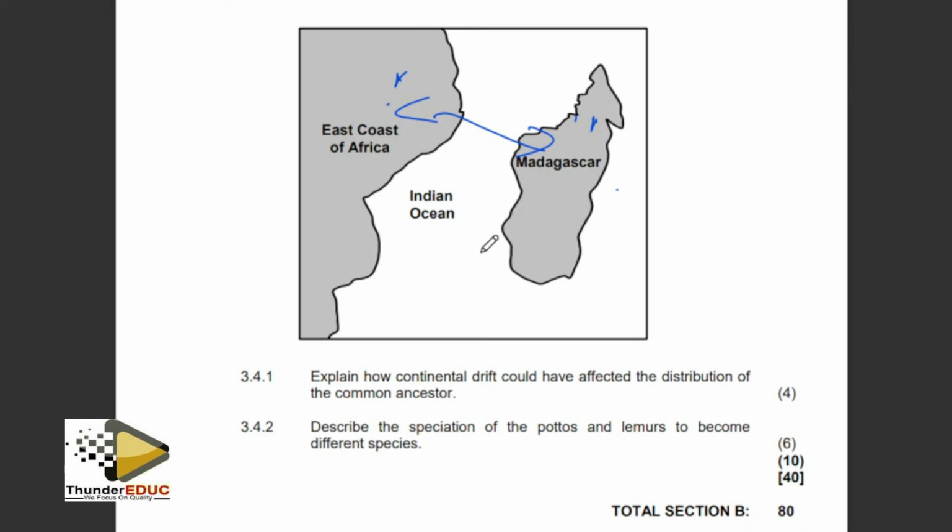Remember, a population is a group of organisms of the same species. Now they experience different environmental conditions. Natural selection occurred independently or differently, and they became genotypically and phenotypically different. If you remove the ocean and let them mix, they cannot interbreed to produce fertile offspring. Therefore, two new species of potto and lemur have formed.